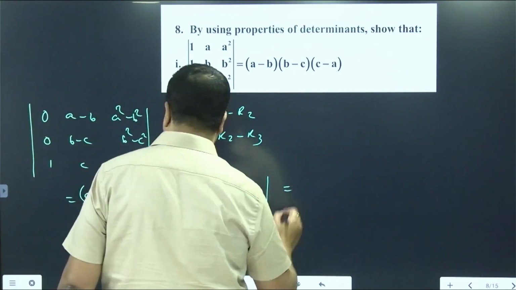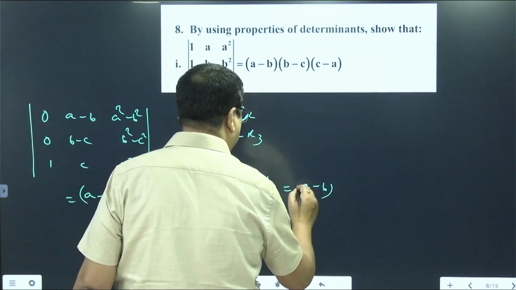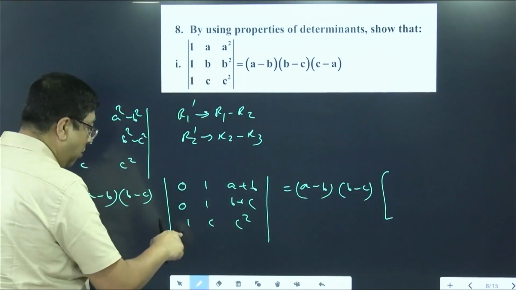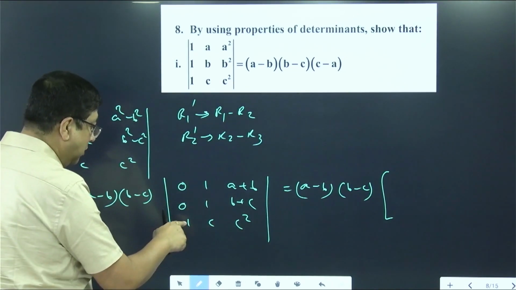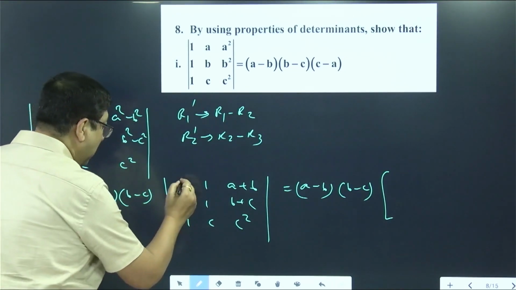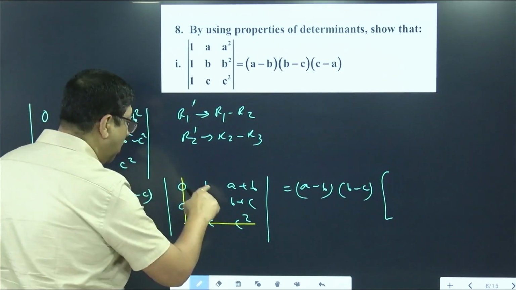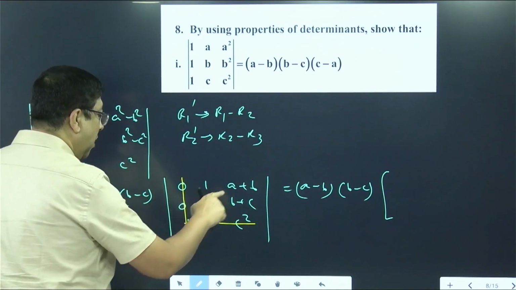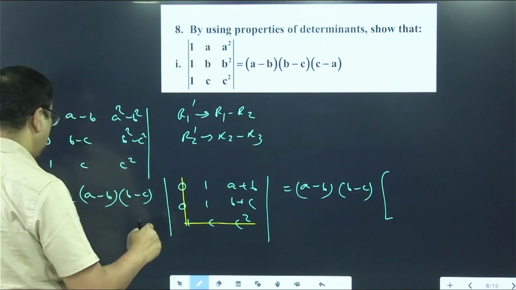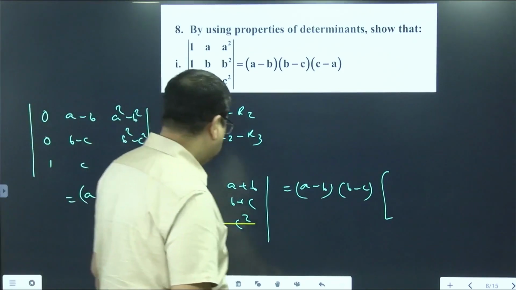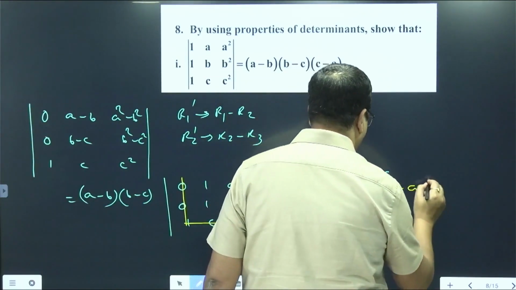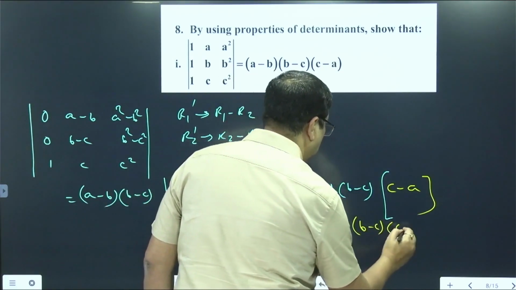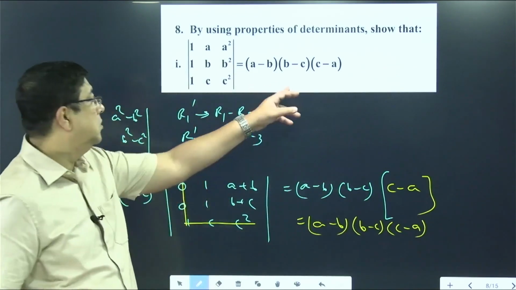Therefore, let us expand. So (a minus b) into (b minus c), and on expansion, if we expand column wise, 0 into anything is 0, and this is 1. If we take 1, we neglect the row and column related to 1, your left cross minus your right cross, that is (b plus c) minus (a plus b), that is what is coming here, that is c minus a. Therefore, the final answer is (a minus b) into (b minus c) into (c minus a), and which is the proof.